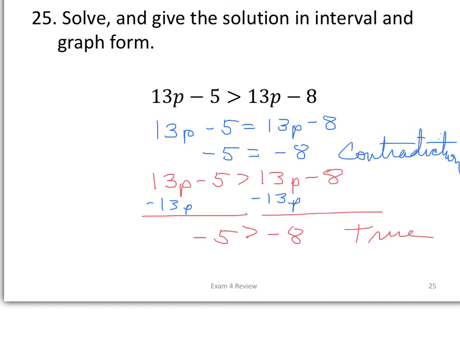So your solution interval is going to be negative infinity to infinity, and your graph is going to be just negative infinity to infinity.